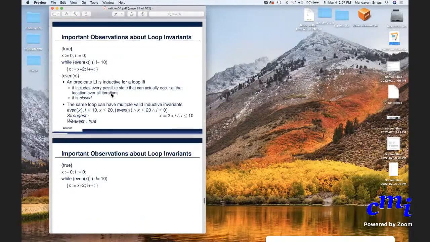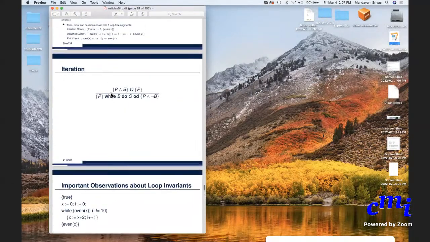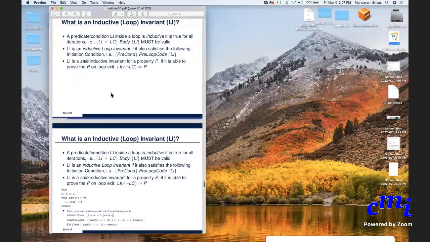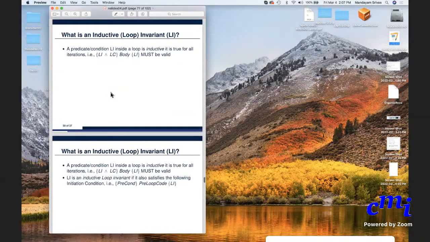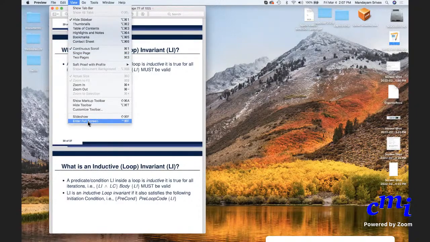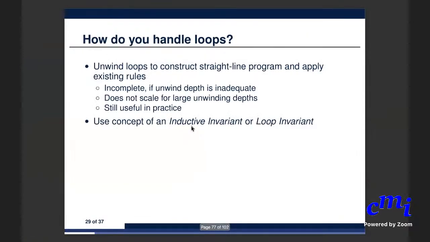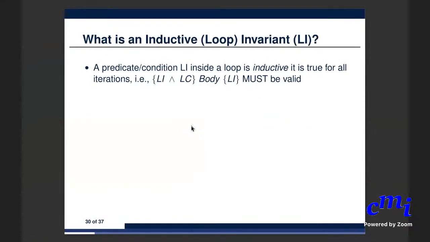Yeah, this is where I was. I made some modifications. Okay, so what is an inductive loop invariant? We saw what an invariant is.